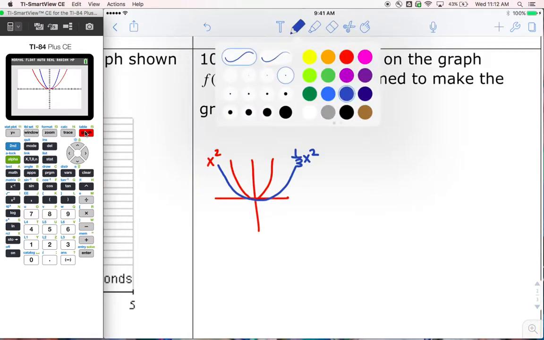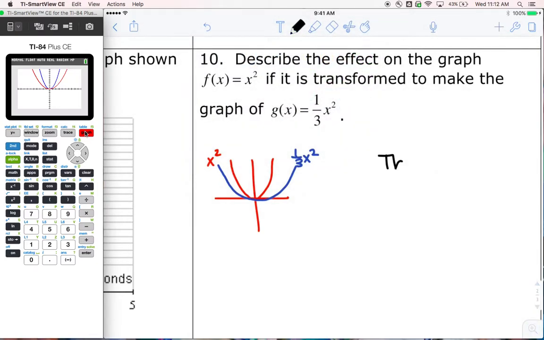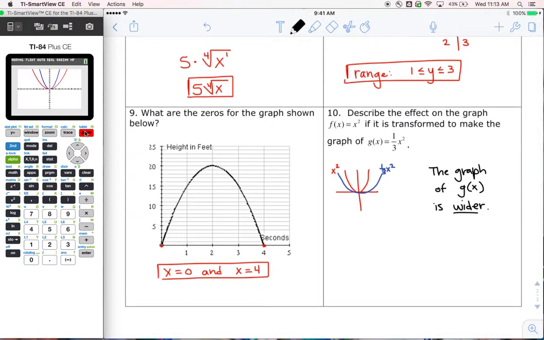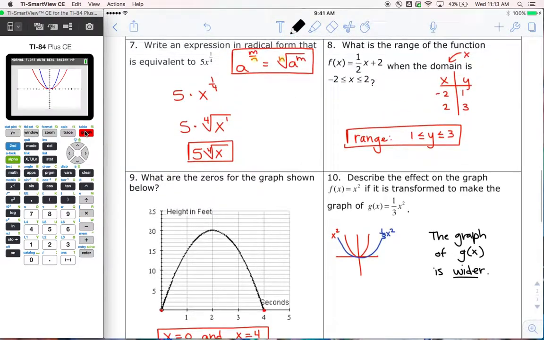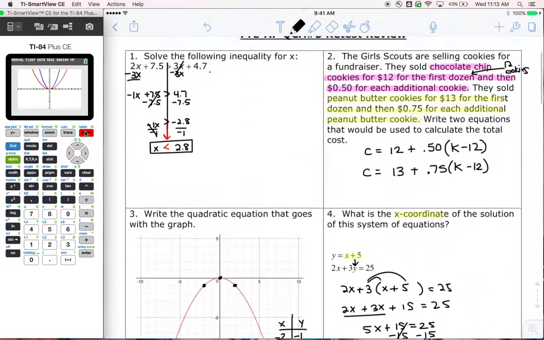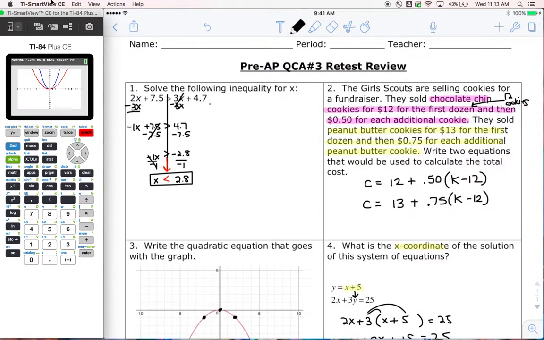So all you need to say for this is the graph of g of x is wider. Okay, and that's your answer. Those are all 10 problems on your retest review for QCA 3. Again, make sure that you can do all these problems independently before you take your retests.